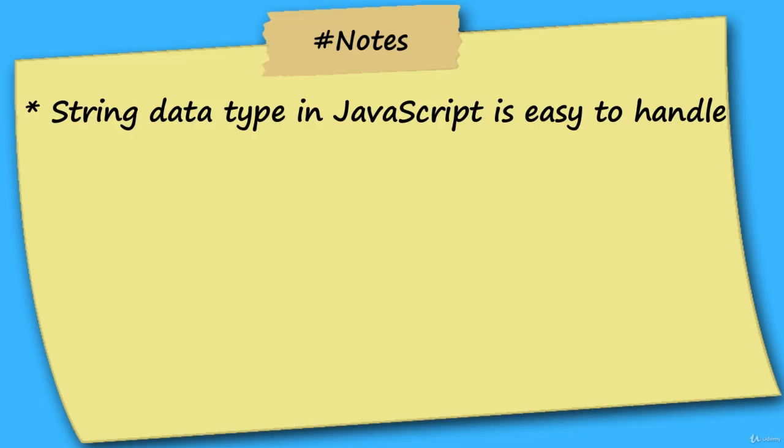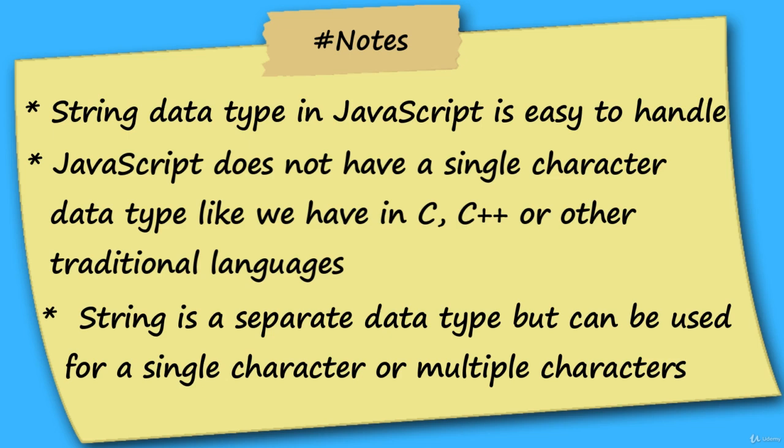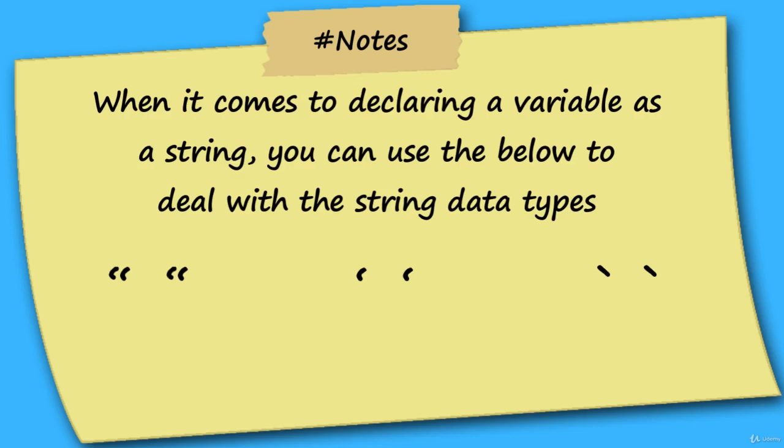String data type in JavaScript is easy to handle. JavaScript does not have a single character data type like we have in C, C++ or other traditional languages. String is a separate data type, but it can be used for a single character and multiple characters. When it comes to declaring a variable as a string, you can use double quotes, single quotes, or even backticks to deal with the string data types.